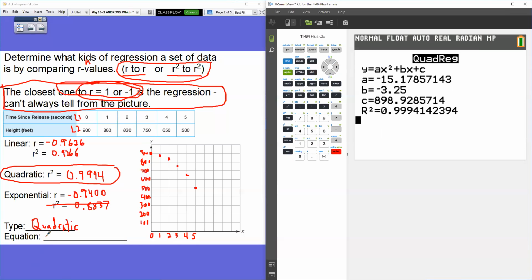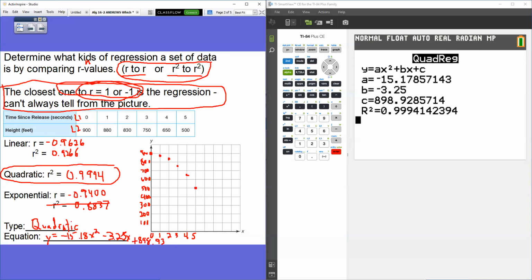I'm going to round to the nearest hundredth again. So Y equals. If you forget what the quadratic looks like, notice that they put it at the top here, AX squared. So I'm going to have negative 15.18 when I round to the nearest hundredth, X squared. Now I have plus BX. So this is actually going to be minus 3.25X. It's minus because B is negative here, and then plus C. So plus 898, and rounding to the nearest hundredth, 898.93.